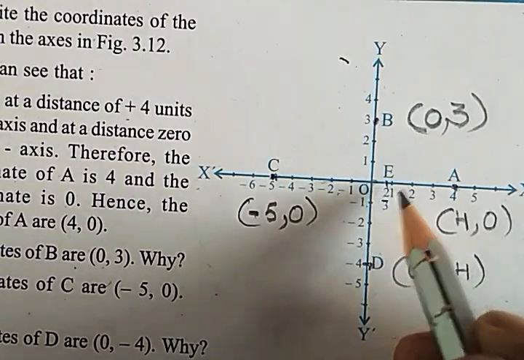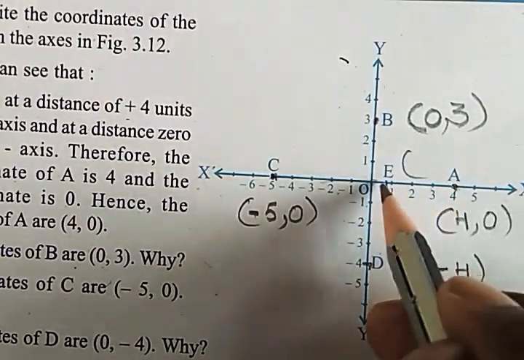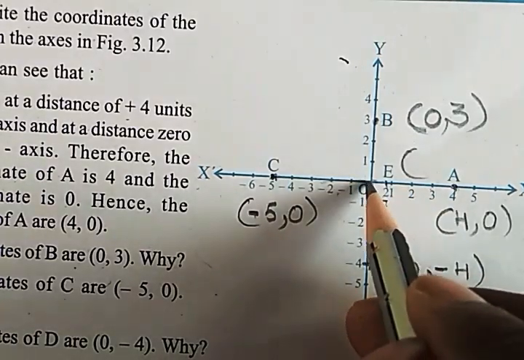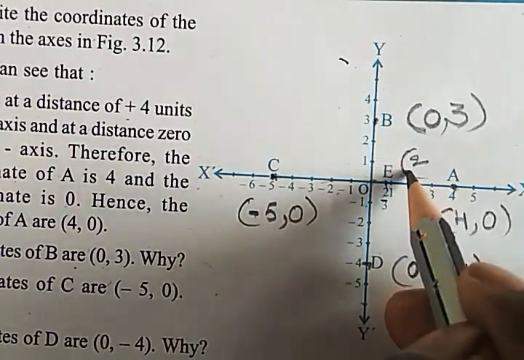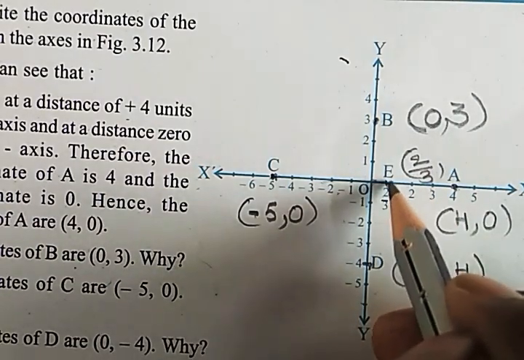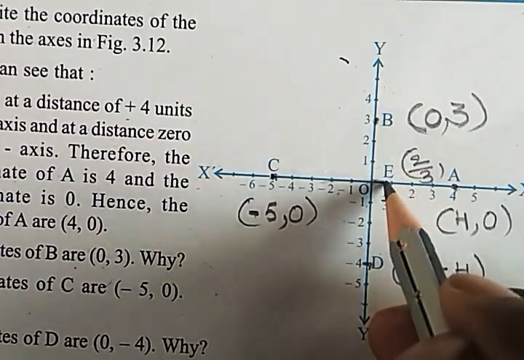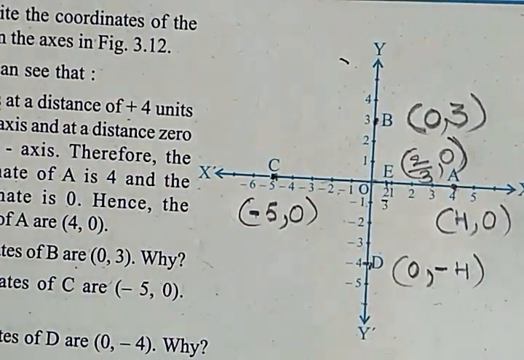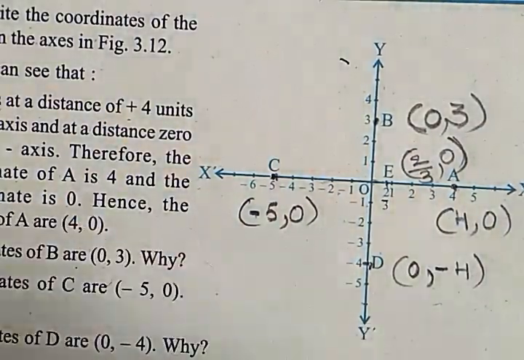E is given here. This is 2/3. उसका वैल्यू दिया हुआ है. E का x वैल्यू, distance from y axis, it is 2/3. y वैल्यू, x एक्सिस से distance, x एक्सिस से ये दूर नहीं, x एक्सिस के ऊपर ही है, तो y वैल्यू 0 होगा. So don't get confused here. These are the answers for the example number 2.